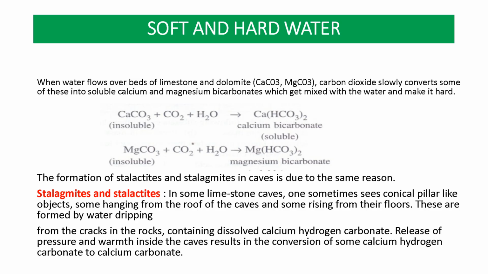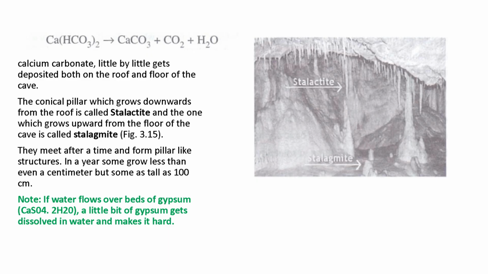The formation of stalactites and stalagmites in caves is due to the same reason. So what are stalagmites and stalactites? In some limestone caves, one sometimes sees conical pillar-like objects, some hanging from the roof of the caves and some rising from the floor. These are formed by water dripping from the cracks in the rock containing dissolved calcium hydrogen carbonate. Release of pressure and warmth inside the caves result in the conversion of some calcium hydrogen carbonate to calcium carbonate.